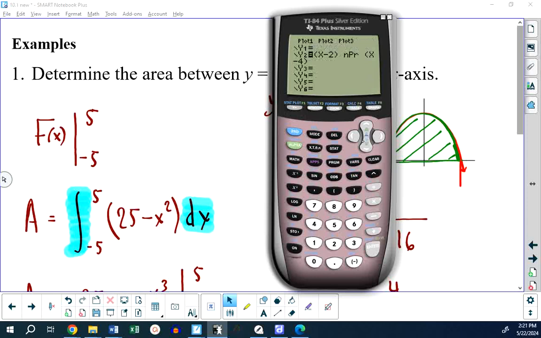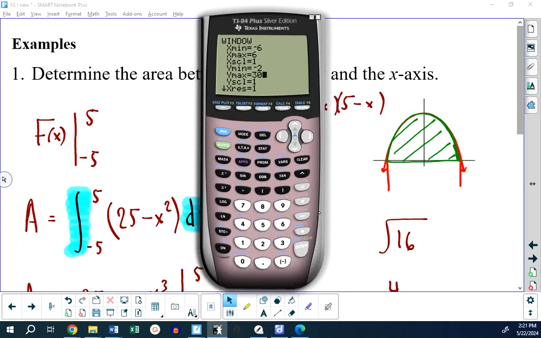So y is equal to 25 minus x squared. I'm going to set up my window settings to go from negative 6 to 6 and go from vertically negative 2 to 30. I'm basing that on the y-intercept, we never talked about it, but the y-intercept is 25. So this is what it looks like. Looks pretty good. Nicer than what I drew.